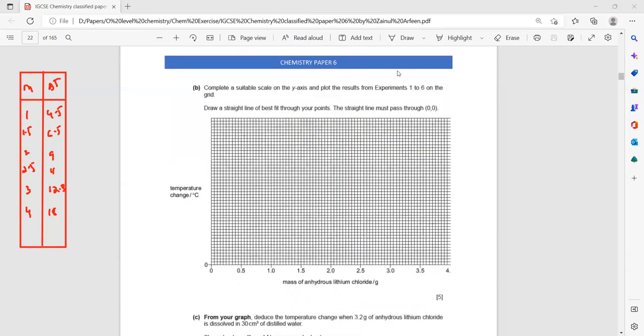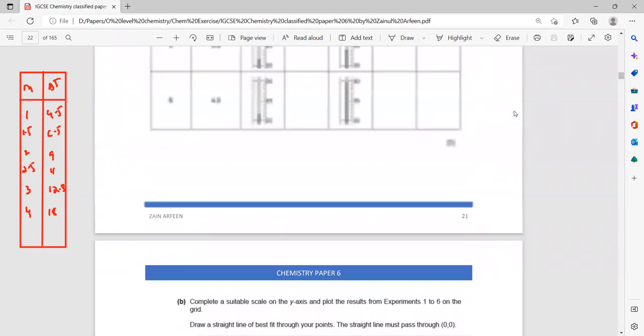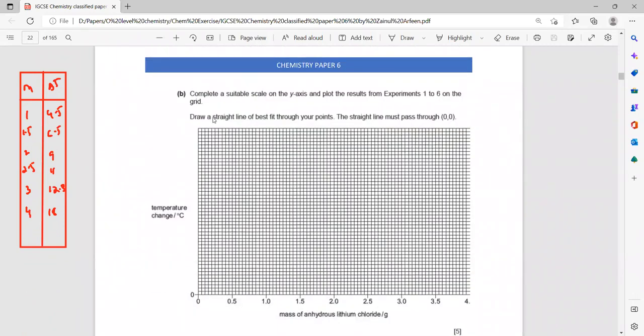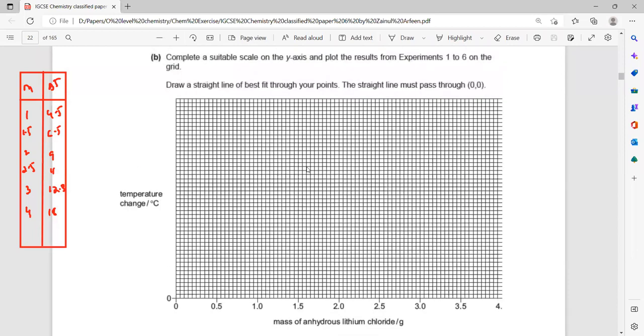Usually in chemistry you have the scale and the axes are labeled as well, and the markings are there. Complete the table, complete a suitable scale on the y-axis to plot the results for experiment 1, 2, temperature change. They mentioned a straight line through your points. The straight line must start from origin. So we have a minimum value 0, and we have a maximum value of 18.